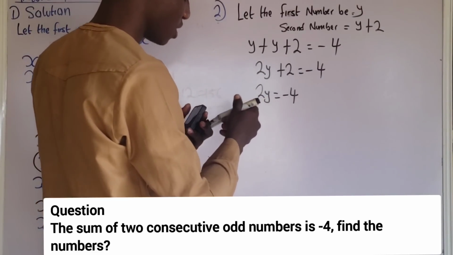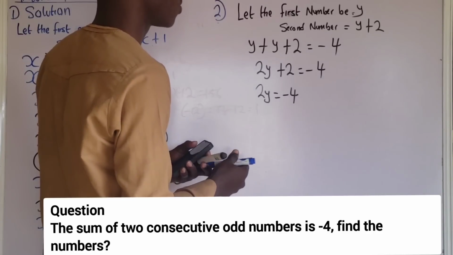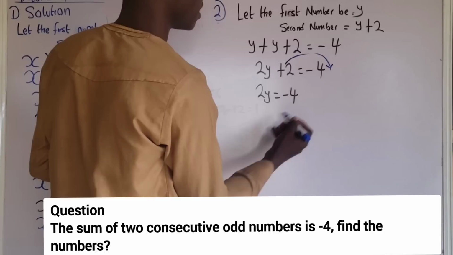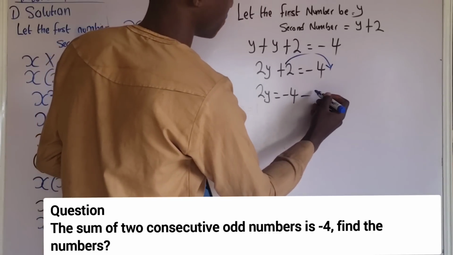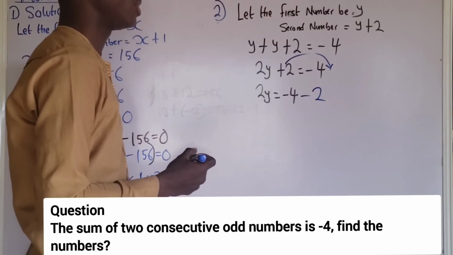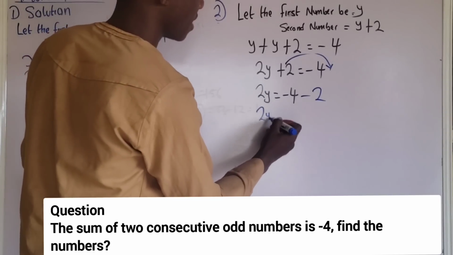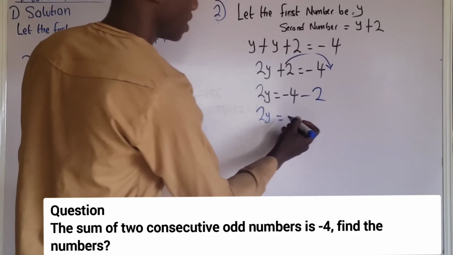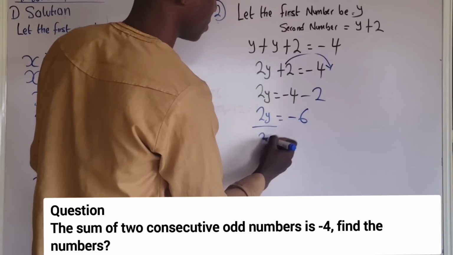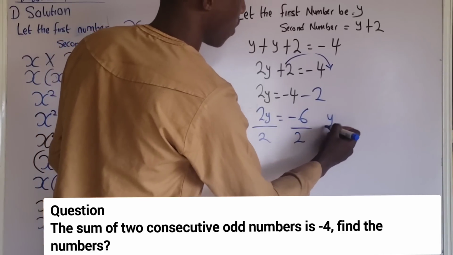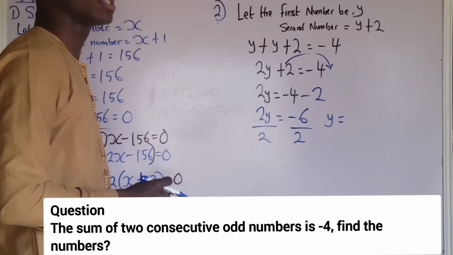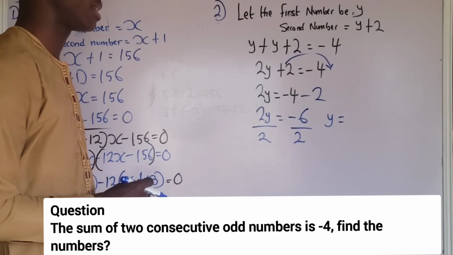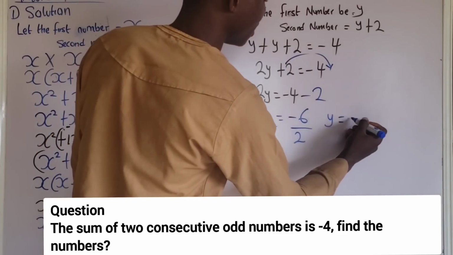2y equals negative 4. If this positive 2 crosses the equals to sign, it's going to change to negative, so I'm going to have negative 2. You understand? So 2y equals negative 4 minus 2. What will be the answer? Negative 6. Negative 6 divided by 2. Divide both sides by 2. y equals negative 6 divided by 2. What is the answer? That is negative 3. So y equals negative 3.